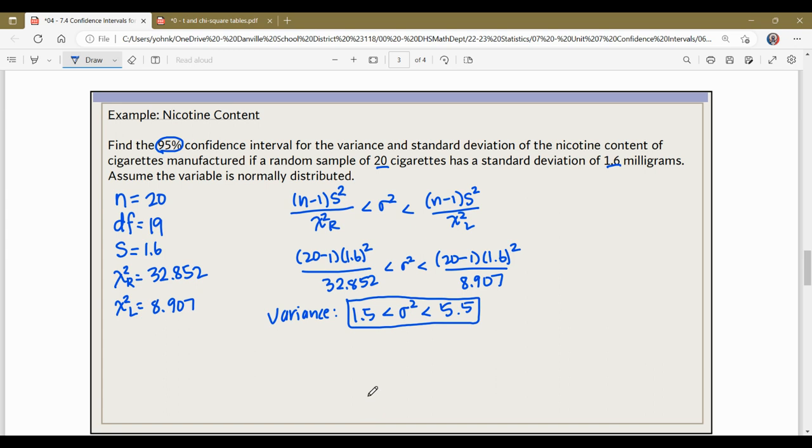I also need to calculate the standard deviation. So that just involves square rooting. So I'm going to square root everything. And then when I go to calculate what my square root is, try to use the long decimal that's on your calculator and square root that. Don't use just 1.5 because remember you rounded that 1.5. So when you square root 1.5, you get 1.2 is less than sigma is less than 2.3. So this confidence interval here is for standard deviation.